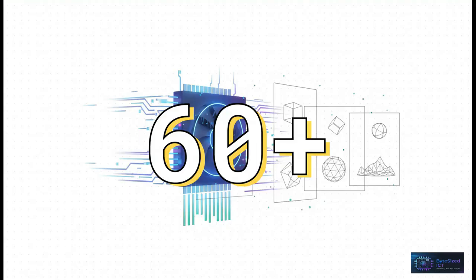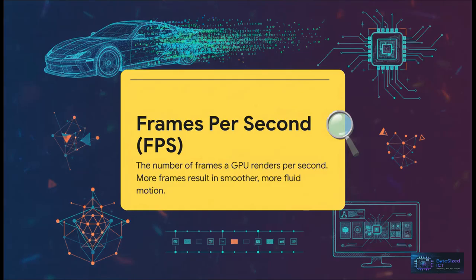And 60 is kind of the magic number. To trick our brains into seeing smooth, fluid motion that feels real, a GPU needs to draw at least 60 of these detailed pictures every second. Anything less, and things start to feel jerky and unresponsive. And this brings us to what might be the single most important metric for performance, frames per second, or FPS. It's a direct measurement of how much work your GPU can get done. The higher the FPS, the smoother your game looks, the more responsive it feels, and the less you want to pull your hair out when editing video.